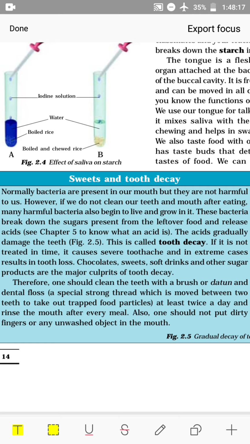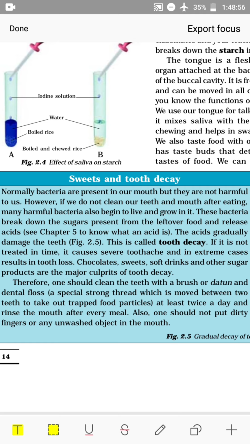Normally, bacteria are present in our mouth, but they are not harmful to us. However, if we do not clean our teeth and mouth after eating, many harmful bacteria also begin to live and grow in it. These bacteria break down the sugars present in the leftover food and release acids. This acid gradually damages the teeth. This is called tooth decay. If it is not treated in time, it causes severe toothache and in extreme cases results in tooth loss.